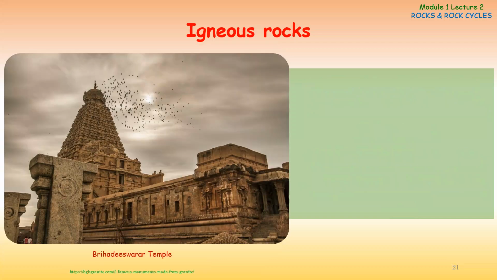Another example of a structure made of igneous rock is the Brihadeshwar temple, located on the south bank of the Kaveri river in Thanjavur, Tamil Nadu.